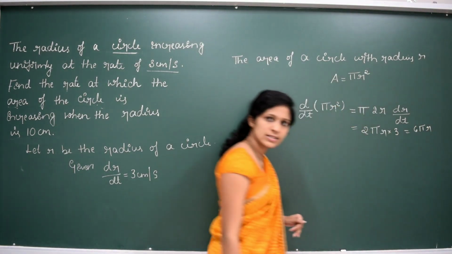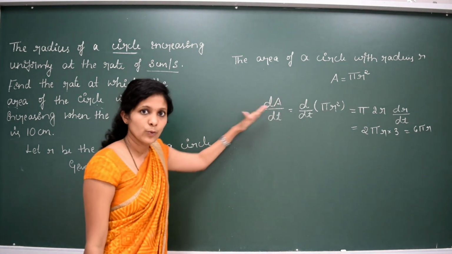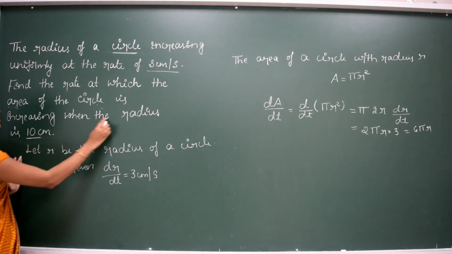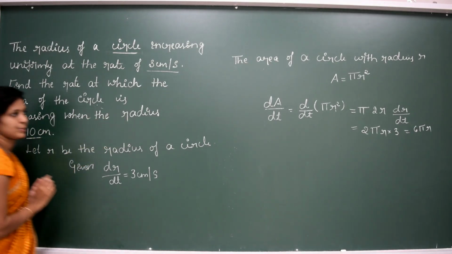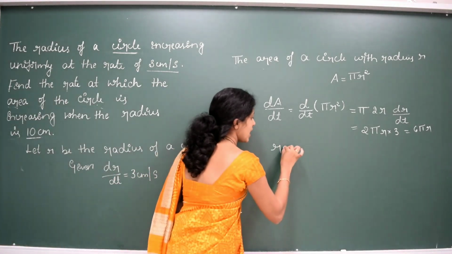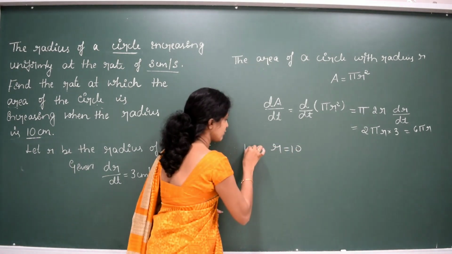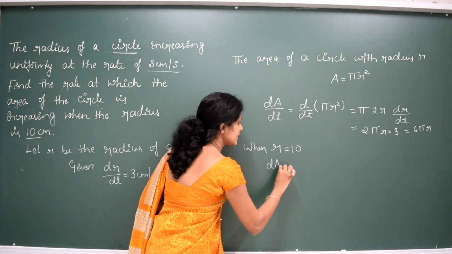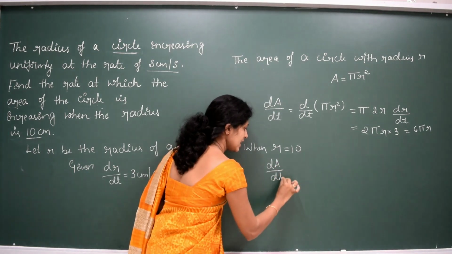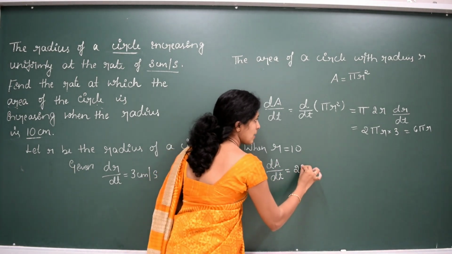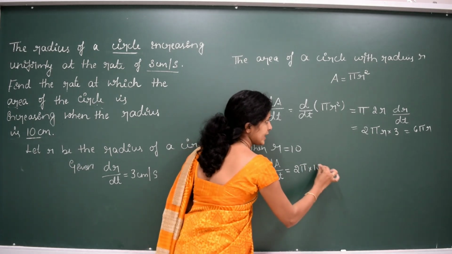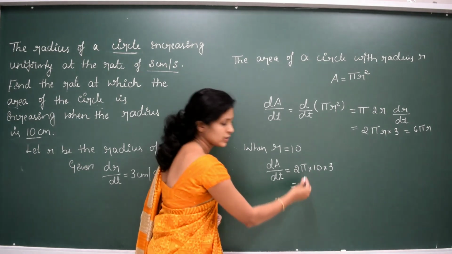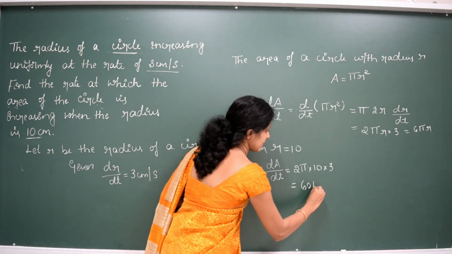But one more condition is given. You have to find this value when the radius is 10 cm. So finally, we'll substitute r is equal to 10. When r is equal to 10, dA by dt is equal to 2 pi into 10 into 3. So this is now 30 into 2, which is 60 pi.